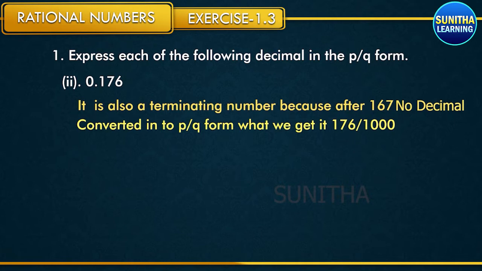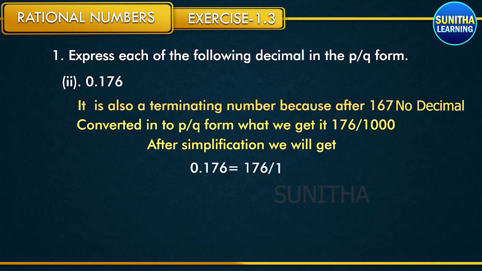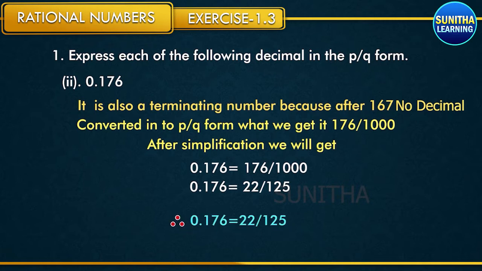So if you cancel it, what are you going to get? Now the 8 table, clear? 8 times 22 is 176 and 8 times 125 will give 1000. So the resultant answer is 22 by 125. Clear? I hope all of you know how to do cancellation.